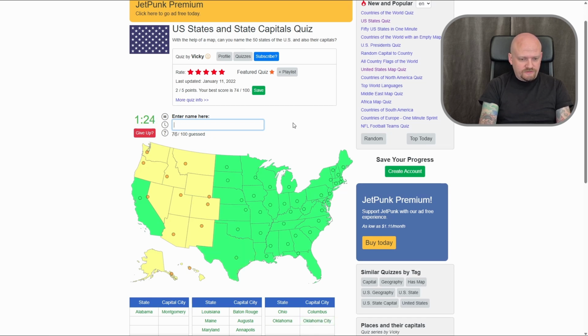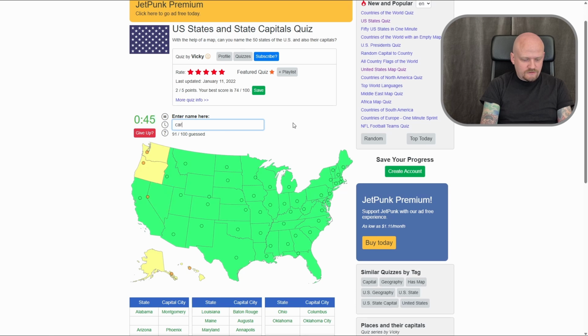Texas and Austin. Going north again, Montana and Helena. We got Wyoming there, and the capital being Cheyenne, and Colorado, Denver, New Mexico, Santa Fe, Arizona, Phoenix, Utah, Salt Lake City, Idaho up there, and Boise.